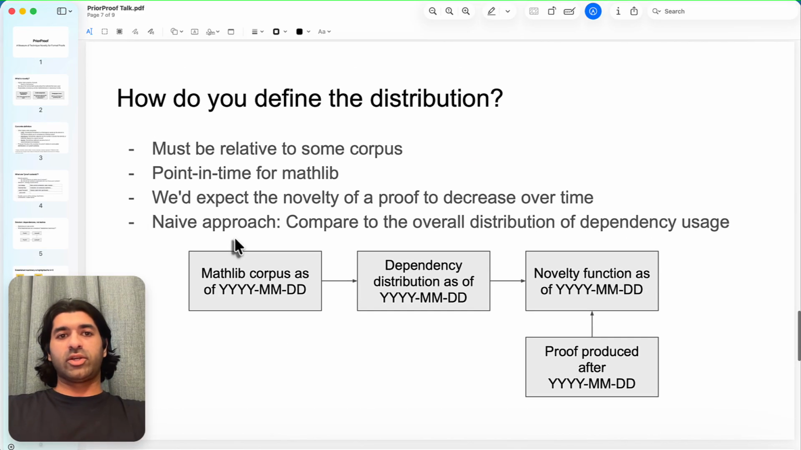And now the second question is, given a proof, we're able to extract what are its established machinery, but what does the prior distribution look like? What should we expect that machinery to look like? And that's what this is solving.